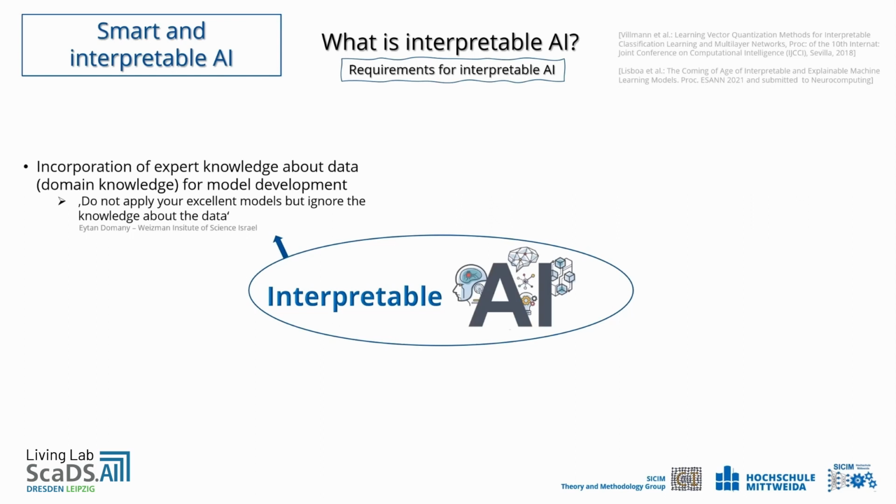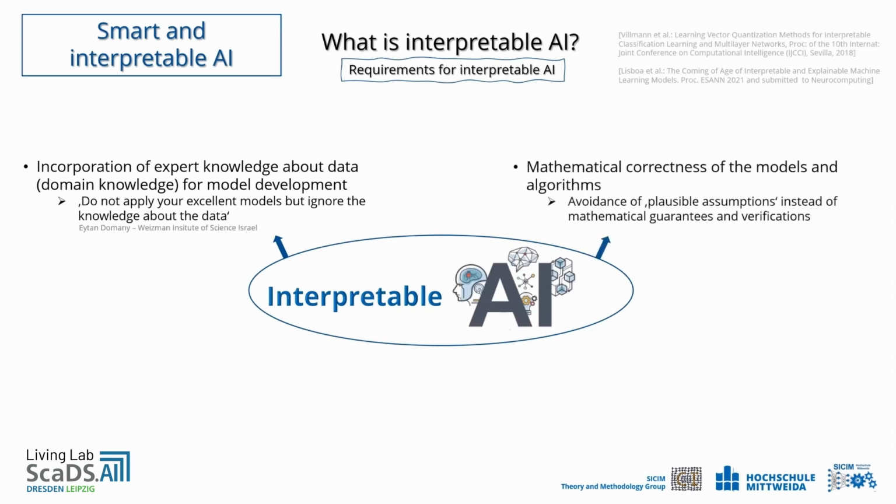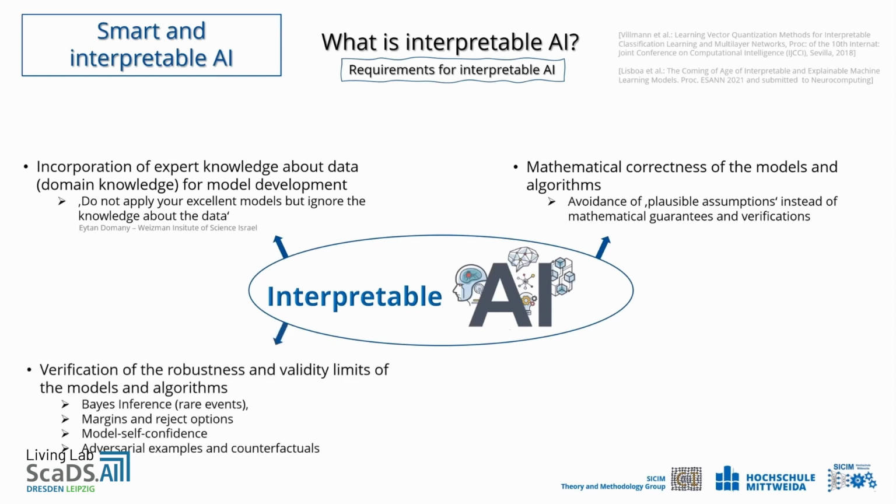A colleague told me, we should not apply our excellent models but ignore the knowledge about the data or the nature of the data. So we should take this into account. We have to give terms for mathematical correctness of the models to avoid plausible assumptions, which is frequently done in machine learning. And we have to verify also the robustness and the validity limits of the model and the algorithms. So we should think about margins and reject options or model self-confidence.